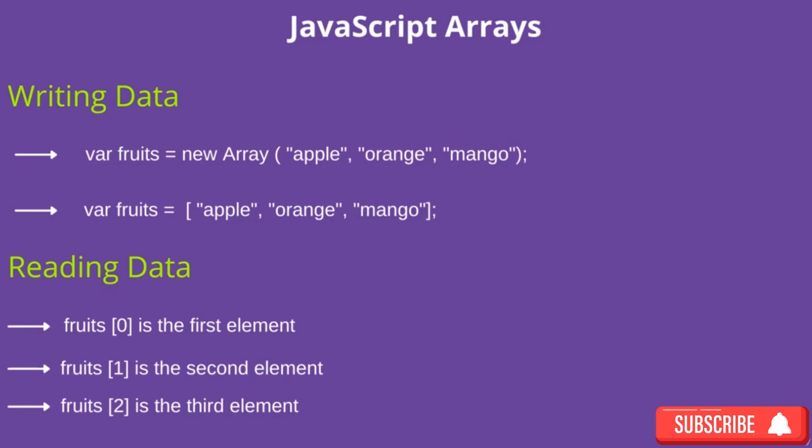So here you can see there are a couple of syntaxes for writing the data, how we can start writing the data or elements in an array. Here I have taken a var fruits. Fruits is the name of my array, is equal to new Array. This new is a keyword to allocate a new and fresh memory space, and into that you can pass the elements like apple, orange, mango.